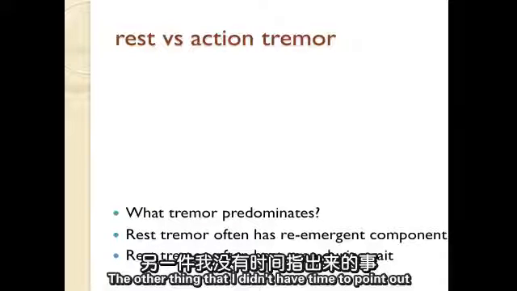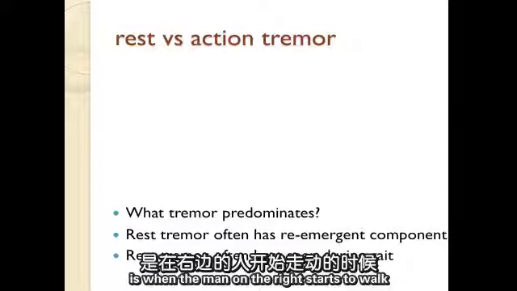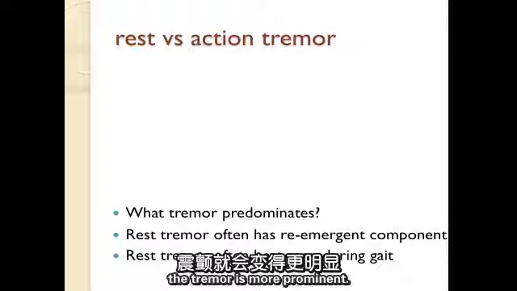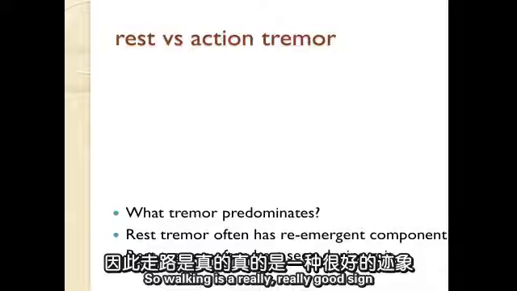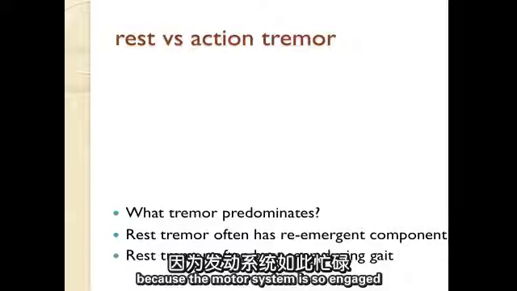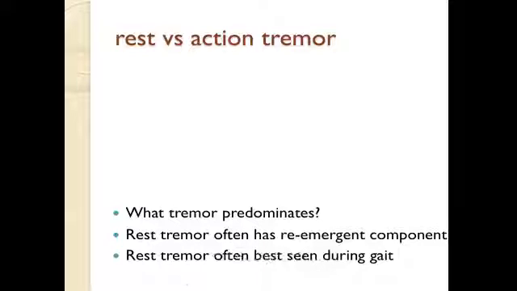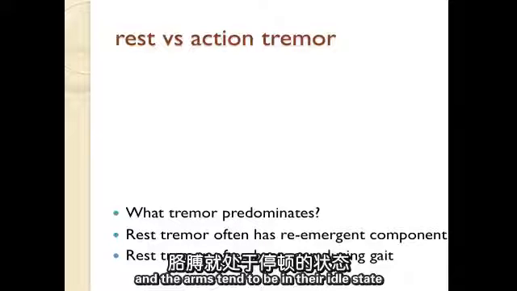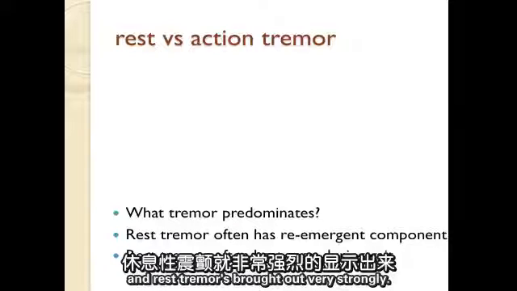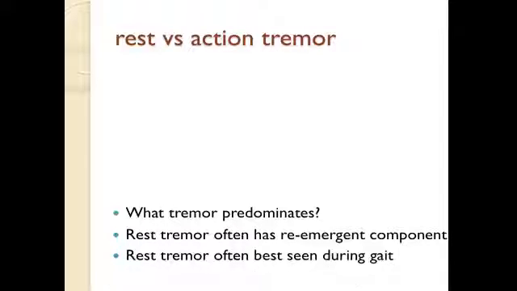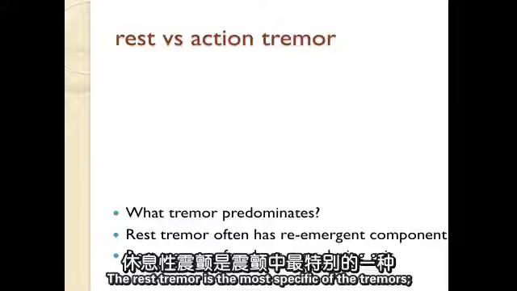The other thing that I didn't have time to point out is when the man on the right starts to walk, the tremor is more prominent. So walking is a really, really good sign, because the motor system is so engaged in making sure that you have controlled falling, which is what walking is, and the arms tend to be in their idle state, and rest tremor is brought out very strongly.